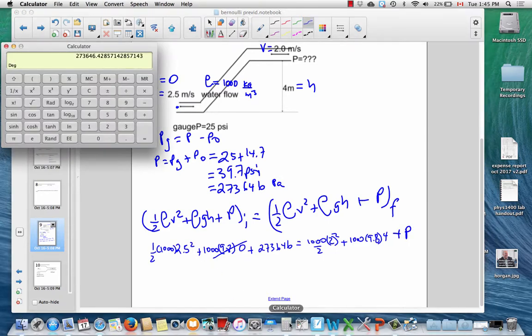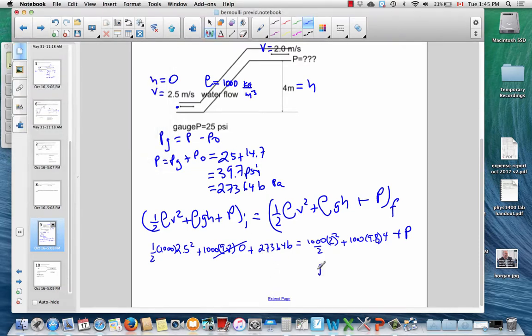So 0.5 times 1,000 times 2.5 squared plus the 273,646. Then we subtract 0.5 times 1,000 times 2 squared, and then we subtract 1,000 times 9.8 times 4, and we get the final pressure of 235,571. And that will be in Pascal units.